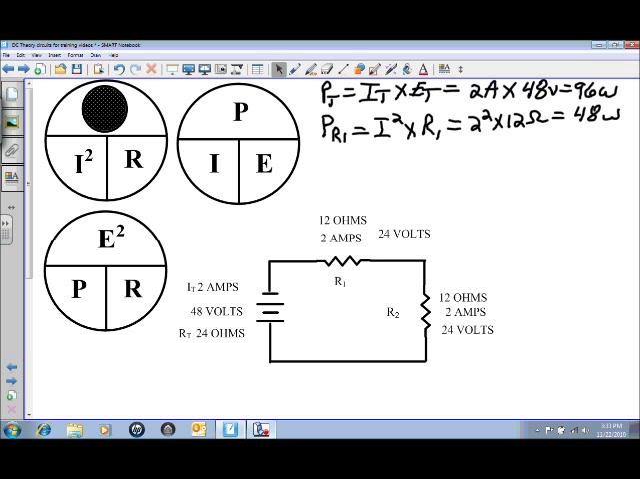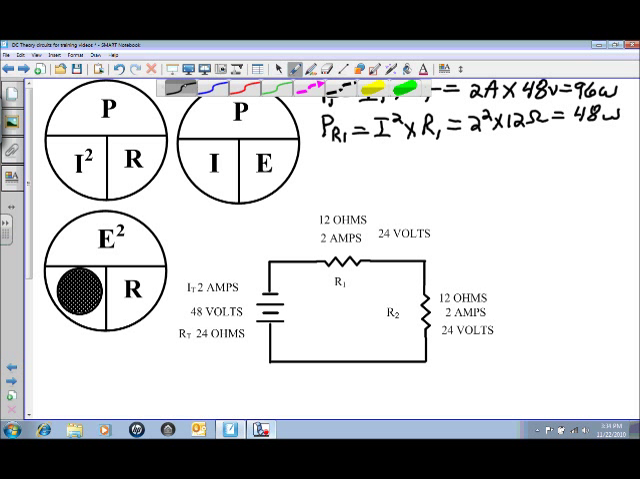And for the power to R2, I'm going to use the last power calculation. Don't want to do voltage, want to do power. So we cover up the power, and that's going to be E squared divided by R. So the power at R2, using the last formula, will be E squared divided by R2.